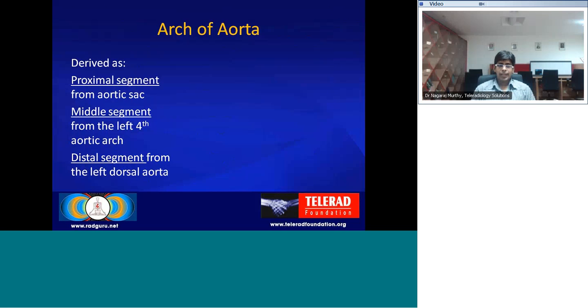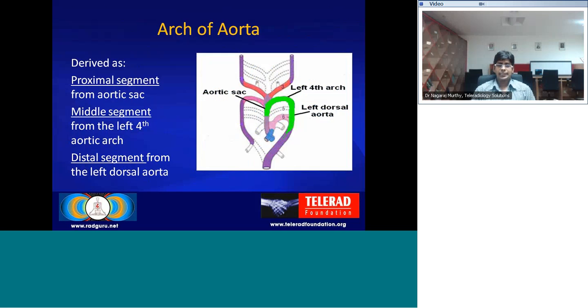So the arch of the aorta is derived, the proximal part from the aortic sac, the middle segment from the left fourth arch, and the distal segment from the fused dorsal aorta and left dorsal aorta.